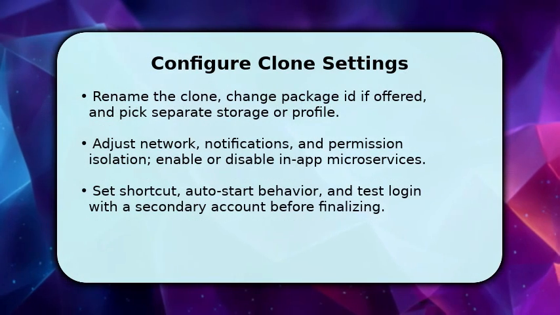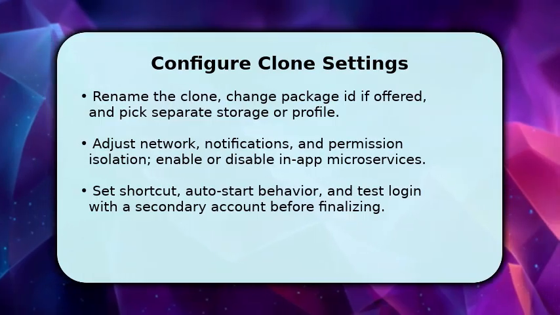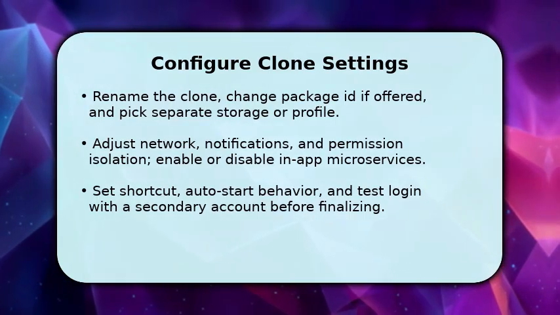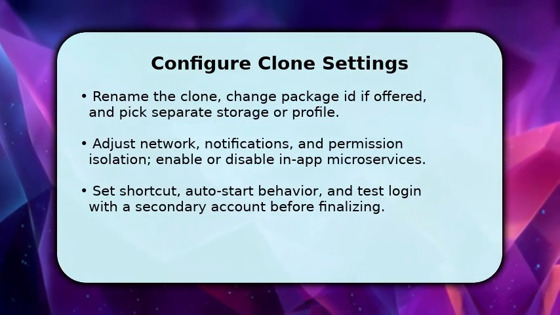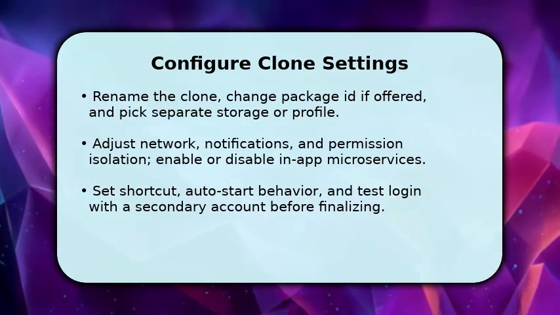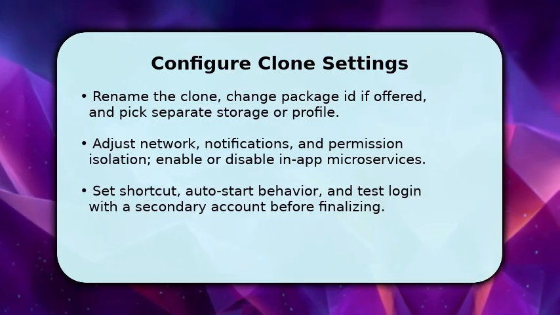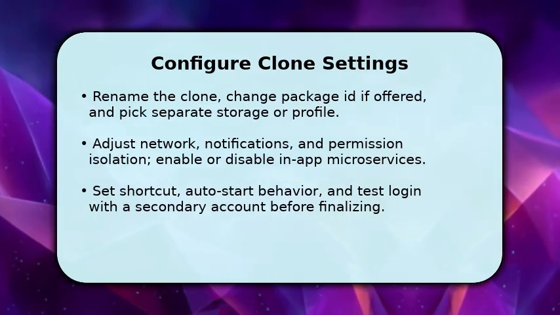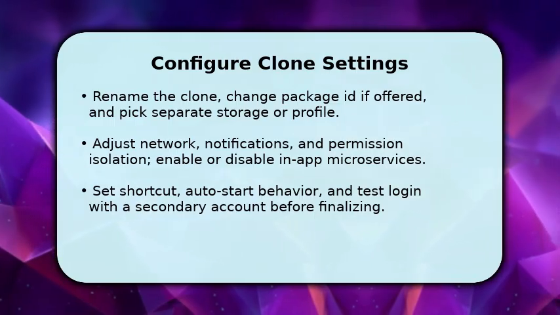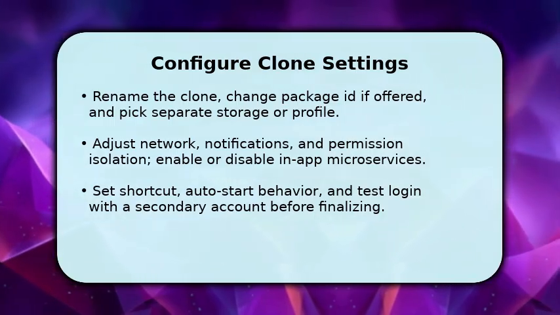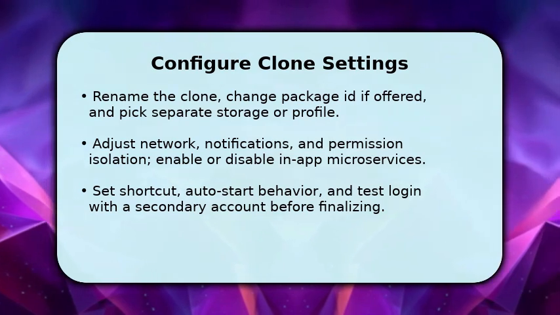Once the initial clone is created, you configure its behavior to avoid collisions and preserve privacy. Start by renaming the app, and if available, alter the package ID so Android treats it as a distinct install. Then isolate permissions, restrict location or contacts, and decide whether to mirror network or use separate profile routing. Make sure to set a launch shortcut and auto-start rules. Finally, test by signing into a secondary account so you confirm the clone functions without disturbing the original.